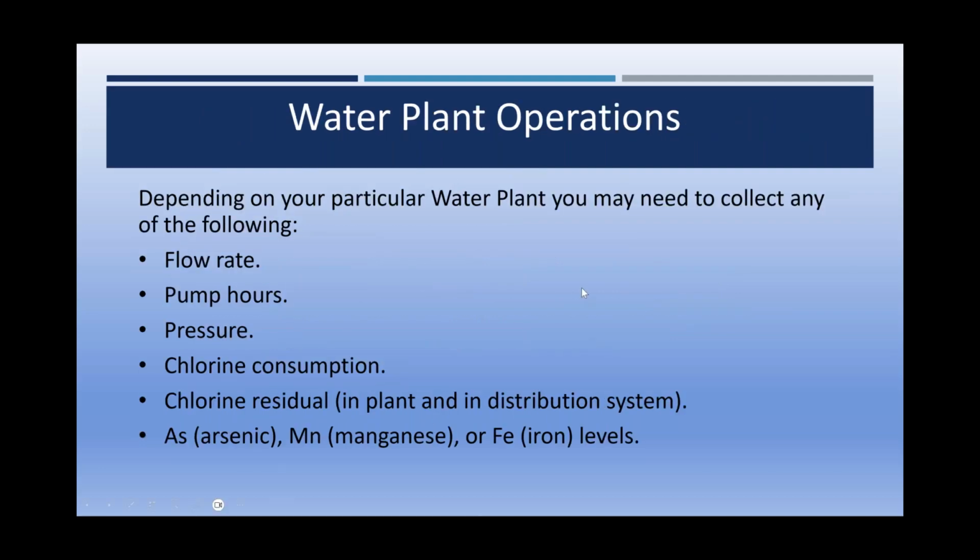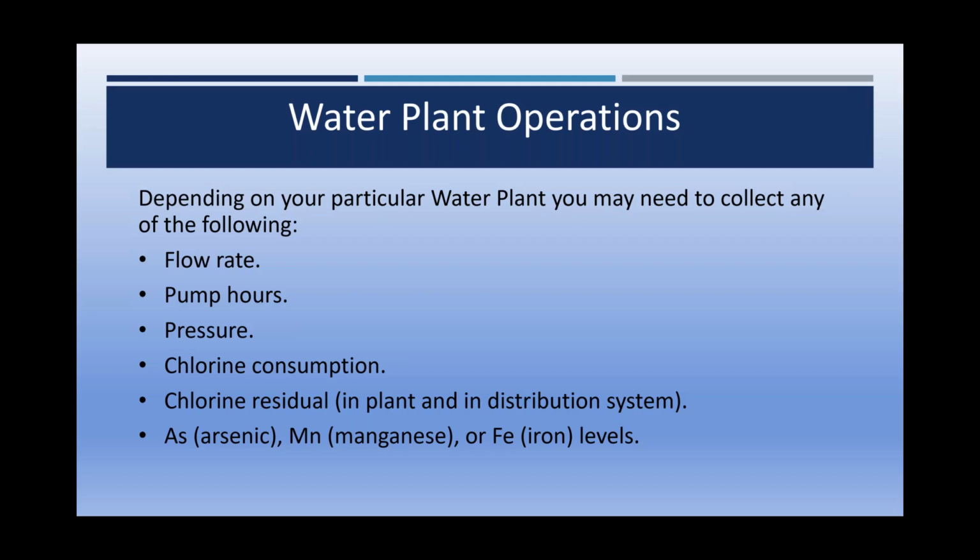So depending on your particular water plant, you may need to collect any of the following: water flow rate, pump hours from your well pump, pressure, either line pressure or pressure across instruments. Often you have, for instance, filters in your system. You'll be measuring pressure before and after those filters. That's really the best way to determine if your filters have clogged up.